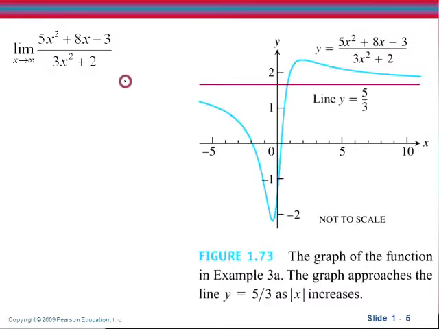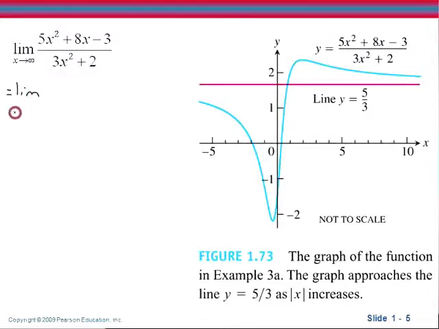Now let's consider this function, y equals 5x squared plus 8x minus 3, divided by 3x squared plus 2. If you look at the graph, as you go towards negative infinity and as you go towards positive infinity, this appears to approach the line 5/3. Well, let's think why that should be the case. What we can do as we examine this limit is look at the leading term on the top and bottom and choose the highest variable exponent term, which is x squared.